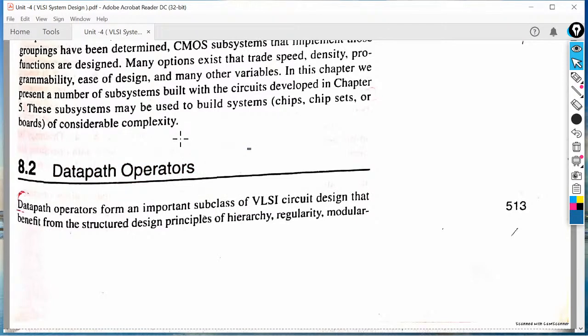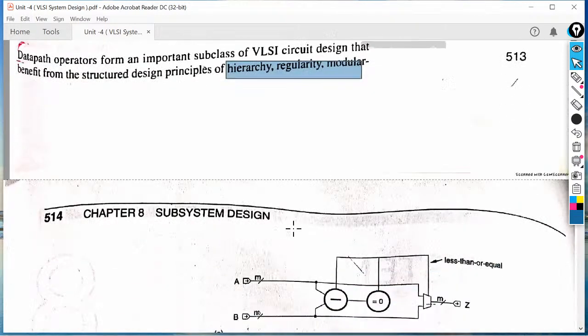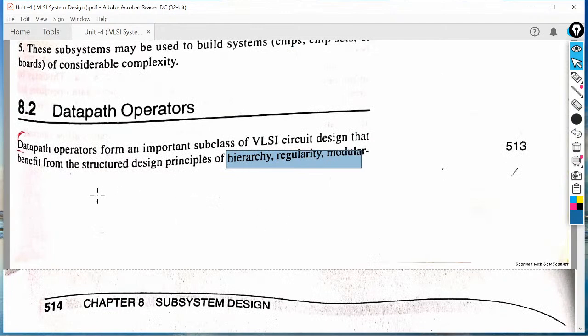What is the meaning of data path operator? We already discussed that data path operators are nothing but operators that a processor uses while performing any operation. For designing the circuitry of any operator, the designer should follow these steps: hierarchy, regularity, modularity, etc. These are the basic principles of design that any designer should follow.